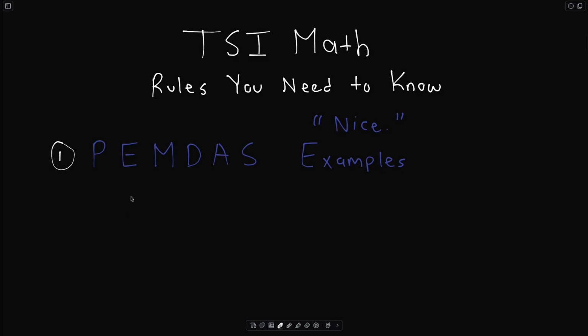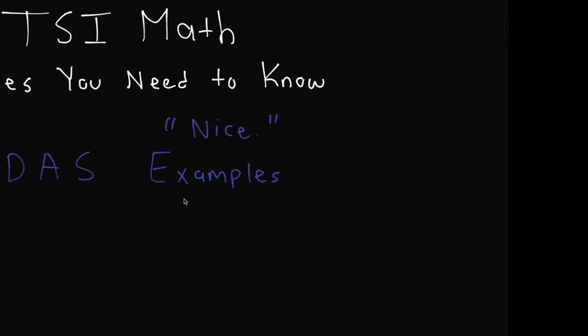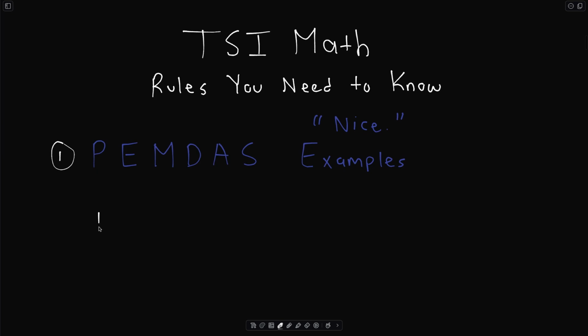PEMDAS with examples. Now these are called nice examples because they are simple to explain and easy to work out. So let's begin. The P in PEMDAS stands for parentheses. If you have 2 plus 3 plus 3 plus 2, both in parentheses, you want to work the things out inside first. In this case, 2 plus 3 is simplifiable, and that's going to be 5.